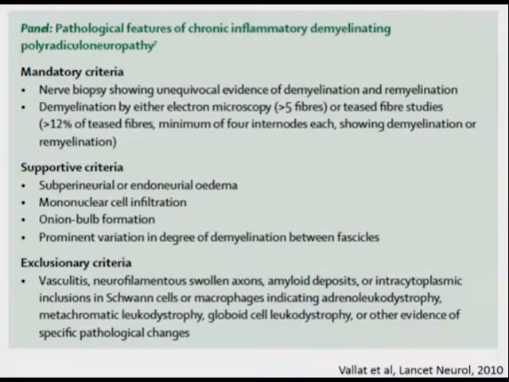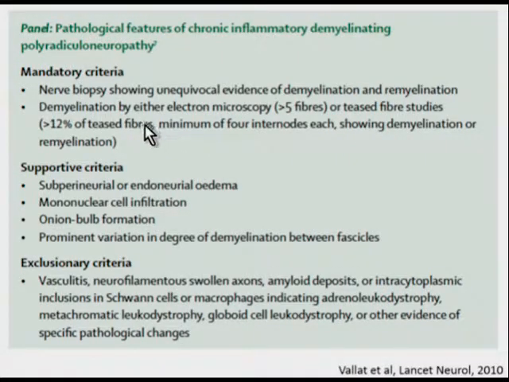Criteria for making the pathologic diagnosis of CIDP have been recently defined. These include mandatory criteria such as a nerve biopsy showing unequivocal evidence of demyelination and remyelination, such as we've seen in the last couple of slides. And this can be either by electron microscopy, looking at more than 5 fibers in a nerve, or by teased fiber studies.